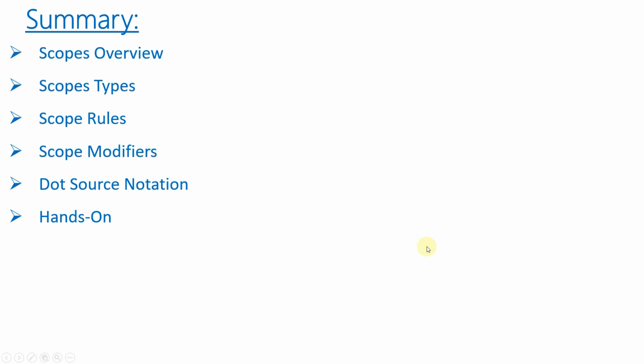And this is how we have seen an overview of scopes. We have seen all the types of scopes. There are some rules for scope, and we have seen those also. We have also seen scope modifiers. And at last we have seen how we can use dot source notation to run any script or function within the current scope. We have seen some examples and we have understood how scope and scope modifier work. So I hope this was helpful to you, and that's all in today's video.